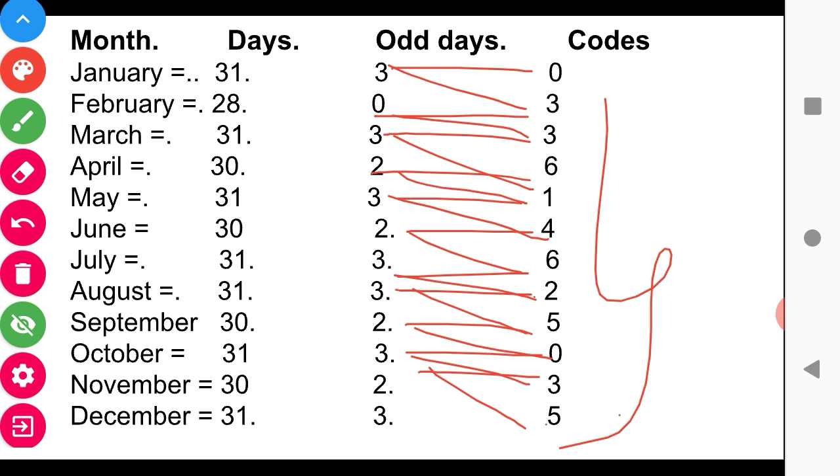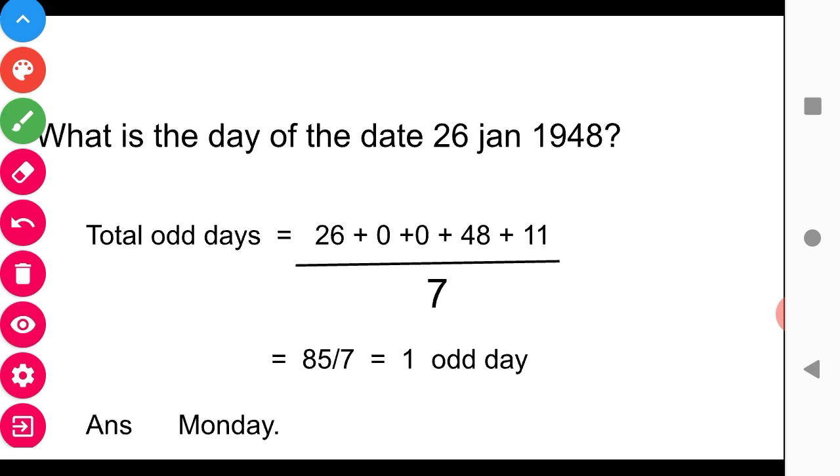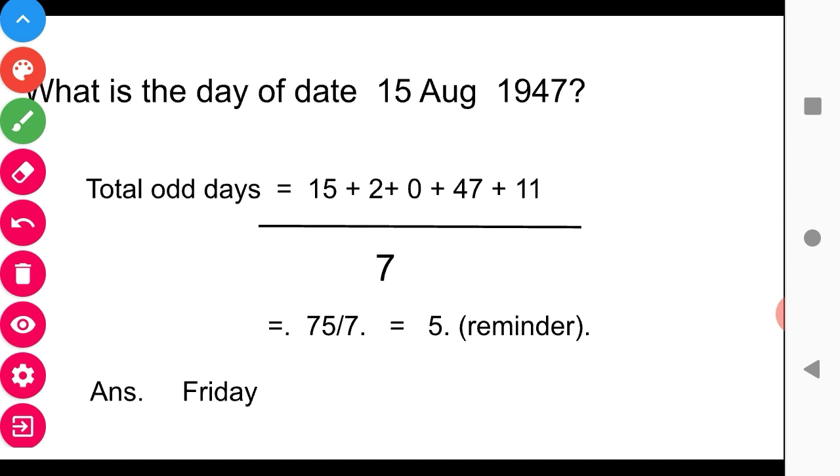So month codes are nothing but the pre-summation of the total number of odd days up to the previous month. Here we are doing the same thing: in this way we pre-calculate the total number of odd days up to the previous months.